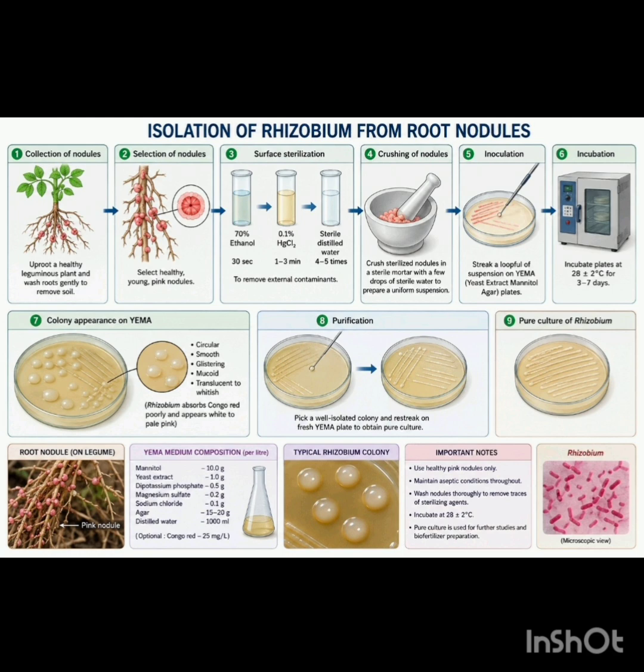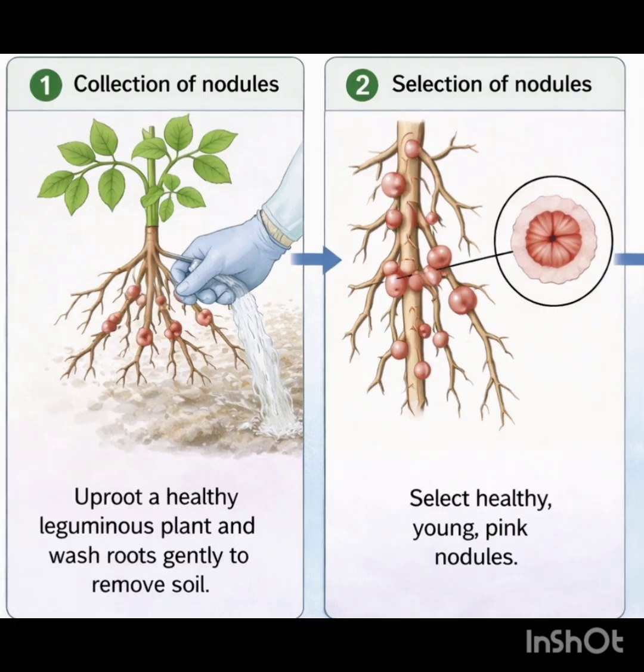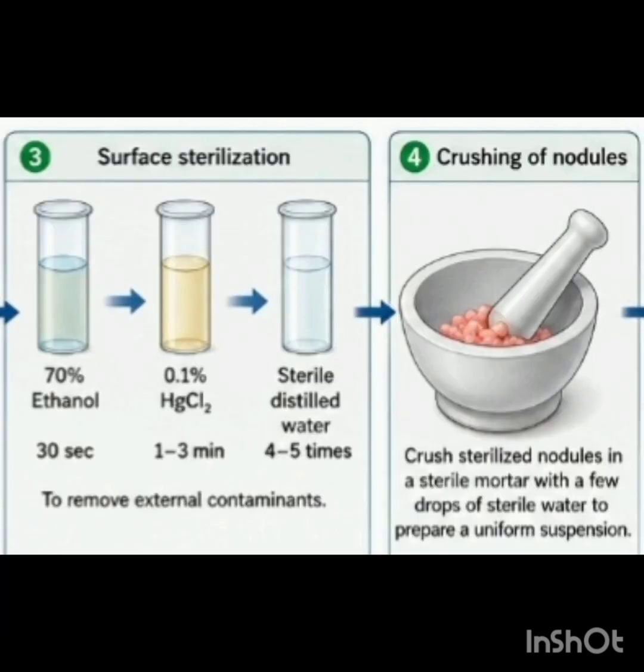The selected nodules are thoroughly washed under running water to remove adhering soil particles. However, washing alone is insufficient because microorganisms may still be present on the surface of the nodules. Therefore, surface sterilization is carried out using suitable sterilizing agents such as ethanol and mercuric chloride or sodium hypochlorite. This step is critical because it ensures that only the bacteria residing inside the nodules are isolated, eliminating external contaminants.